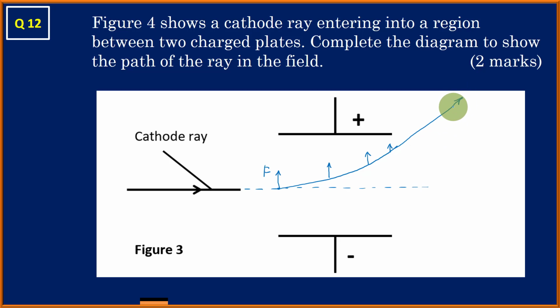So it is parabolic. But as soon as it leaves the electric field, you should be very careful to observe that it travels in a straight line. In the absence of electric or magnetic fields, these charged particles usually move in straight lines. It's one of the properties of cathode rays. So here we don't have any electric field, so it moves in a straight line. But over here, of course, it curves.